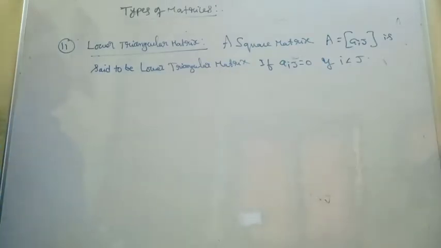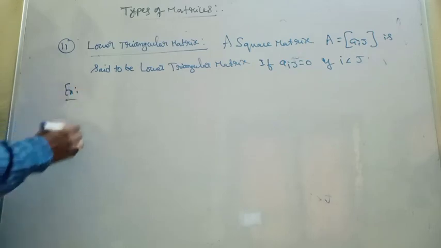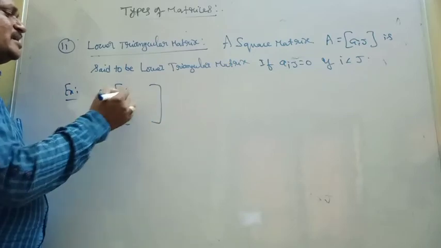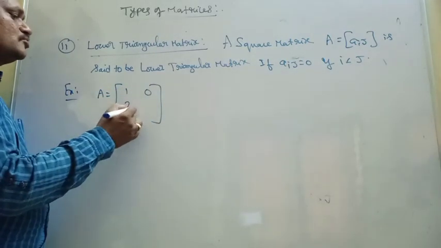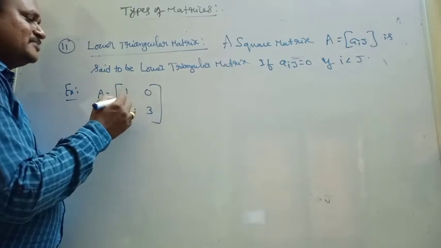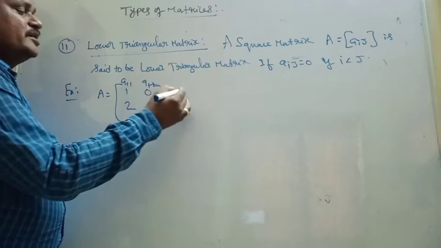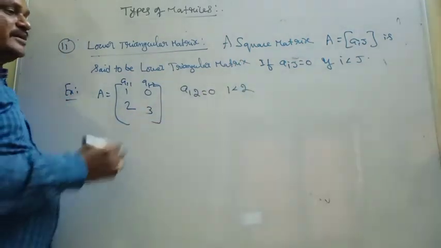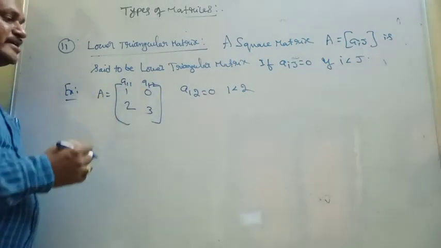See, my dear students, next we have the lower triangular matrix. A square matrix Aij is said to be lower triangular if Aij equals 0 if i is less than j. For example, if I take A equal to 1 0, 2 3, I have a lower triangular matrix. Here A12 equals 0 because 1 is less than 2. This is the way you will define the lower triangular matrix.